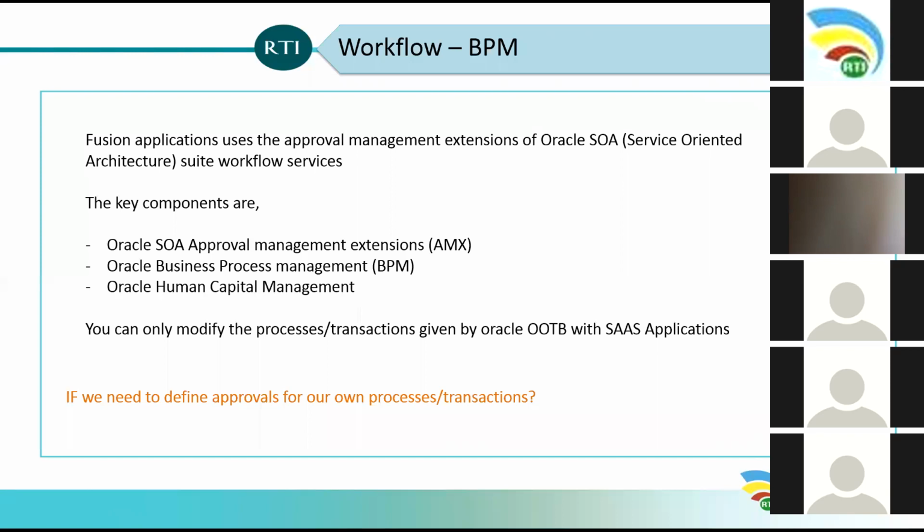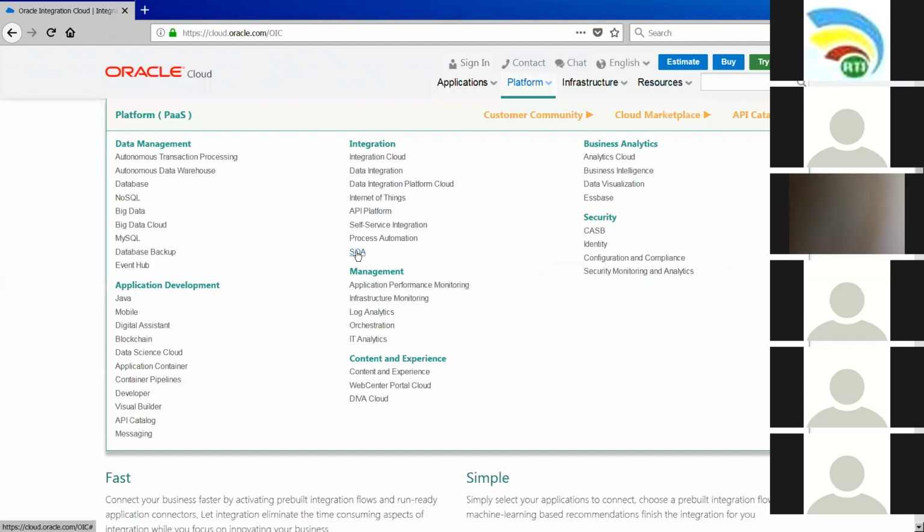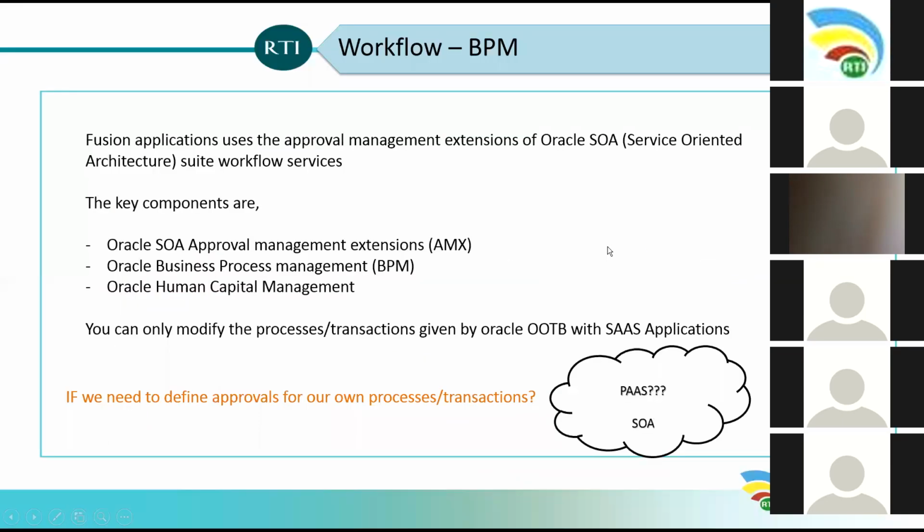But whenever a dependent is created for an employee, I want to have approval for that. We don't have it out of the box. Maybe Oracle will come up with that later in SAS applications. But if you want to have it on your own, yes, you can buy it. You can get it using the SOA, the PaaS platform. You have a SOA component. Using the SOA component, you can have your own processes and own transaction type and create the workflow and deploy in the Fusion applications.